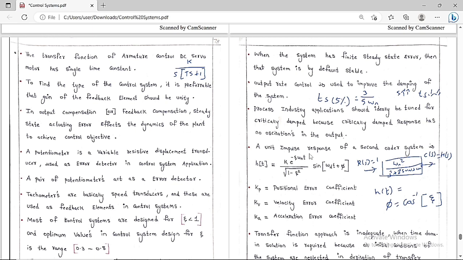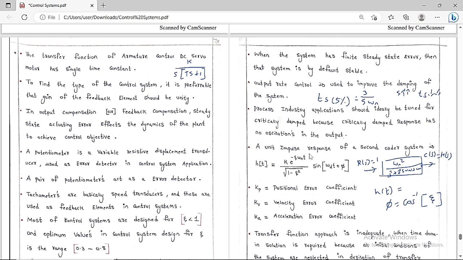I already told you the standard transfer function of the second order system is ωn² / (s² + 2ζωn s + ωn²). For this, if the input is delta of t, the expression of h(t) is K e^(-ζωn t) / √(1-ζ²) sin(ωd t + φ). This point you always have to keep in mind.